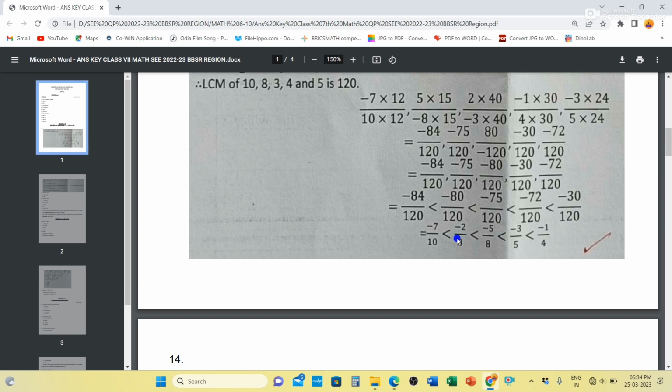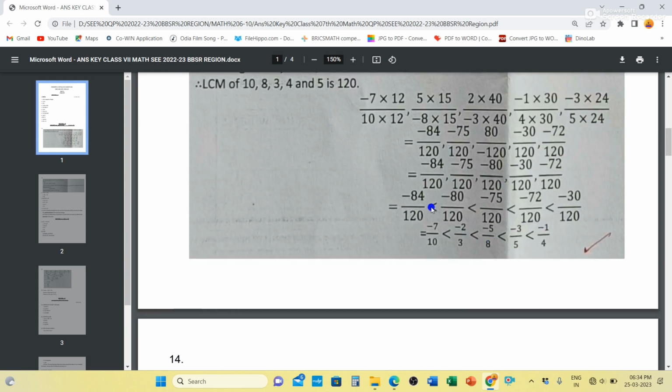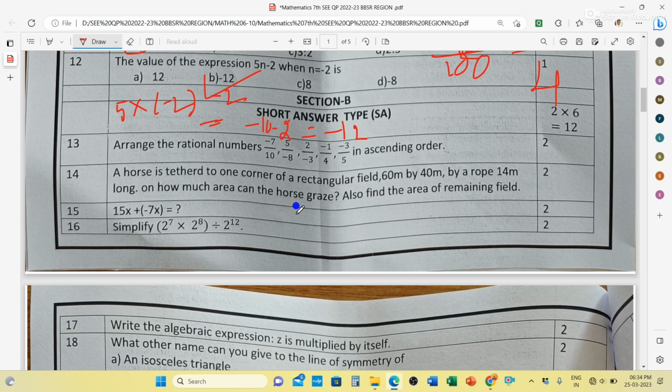So here if you arrange them in ascending order, then first the smallest will be minus 84 by 120, then minus 80 by 120, then minus 75 by 120, then minus 72 by 120, then minus 30 by 120. Then you will put the original values that were given. In place of minus 84 by 120, you will put minus 7 by 10. Okay, in place of minus 80 by 120, you will write minus 2 by 3. Then like that, minus 5 by 8, minus 3 by 5, minus 1 by 4. Okay, this is the ascending order of the rational numbers.